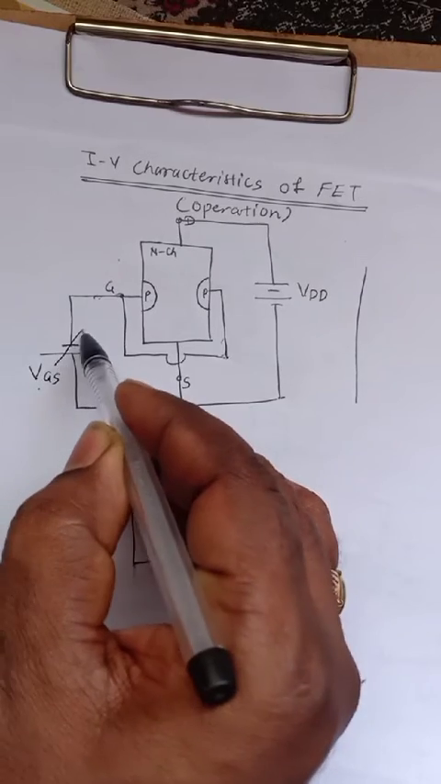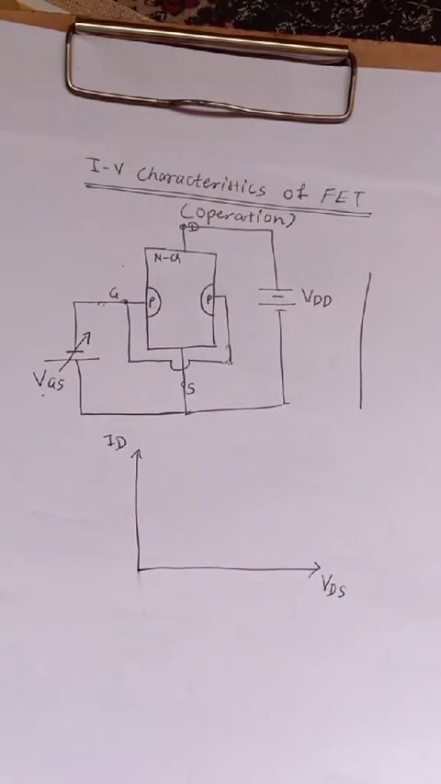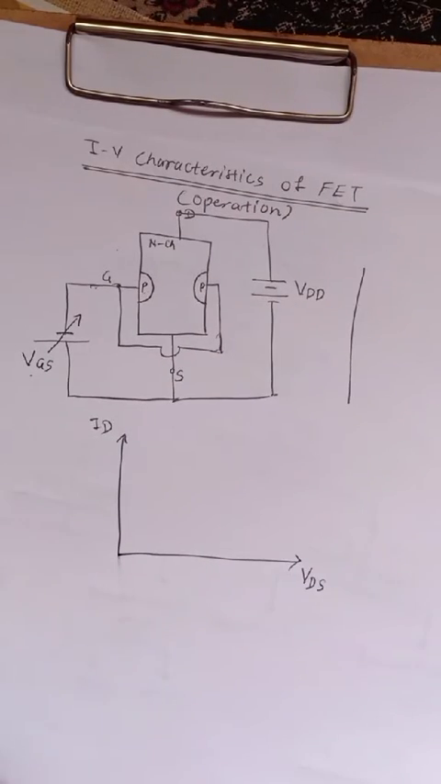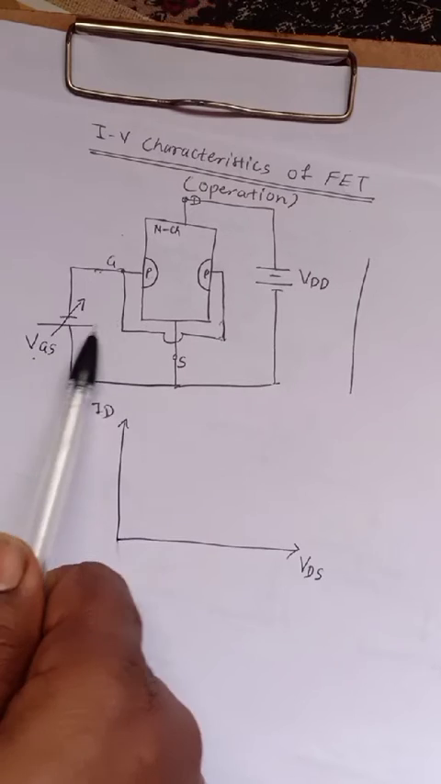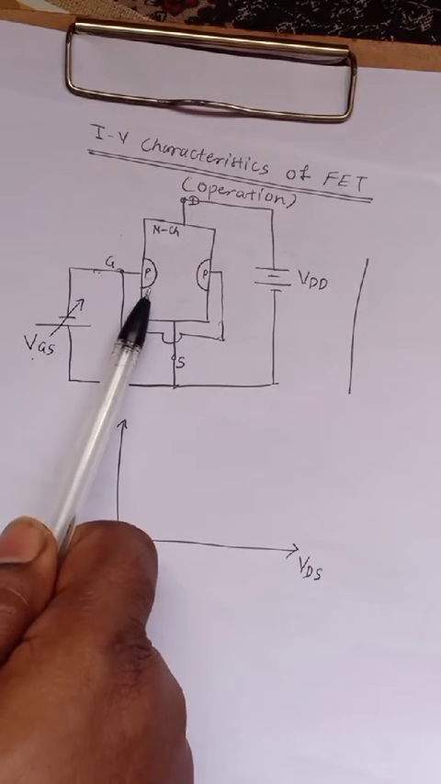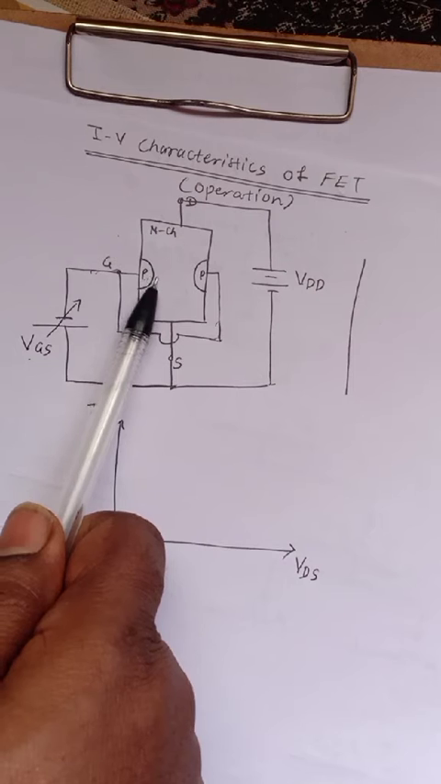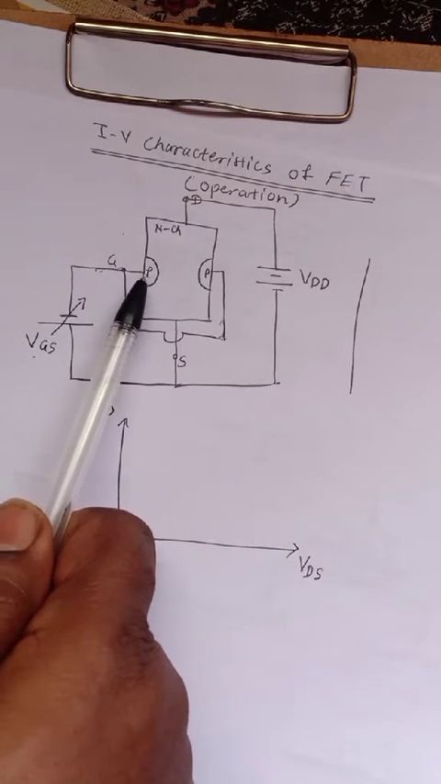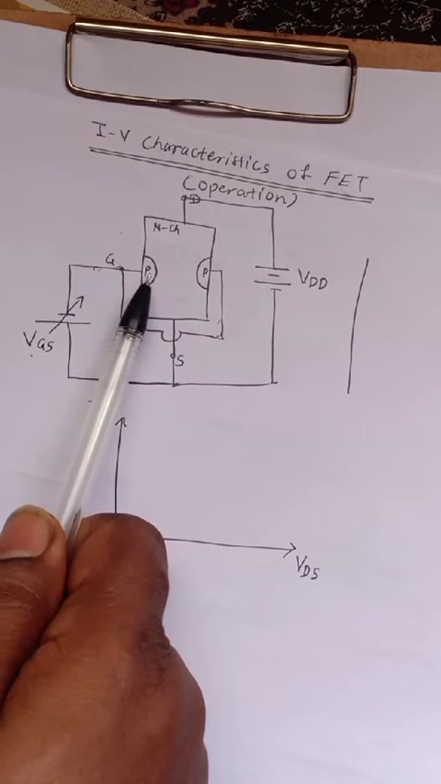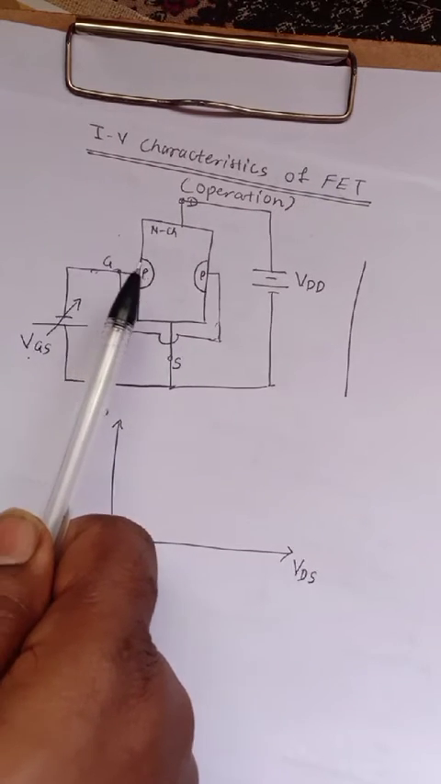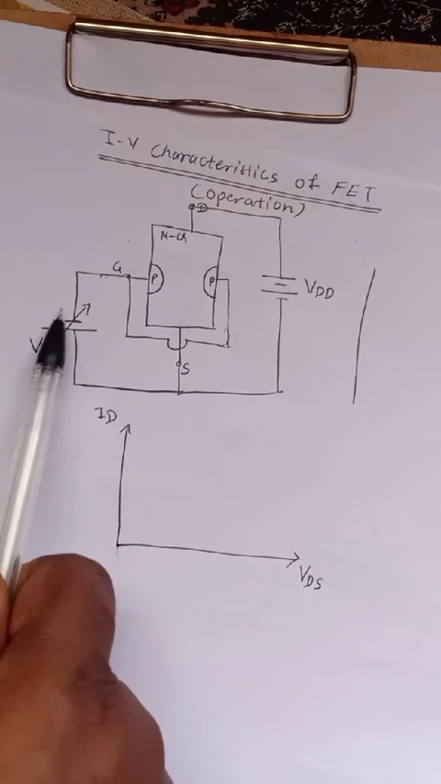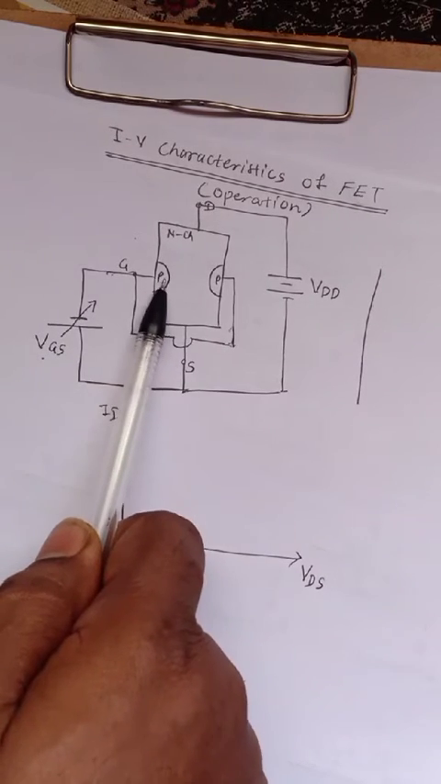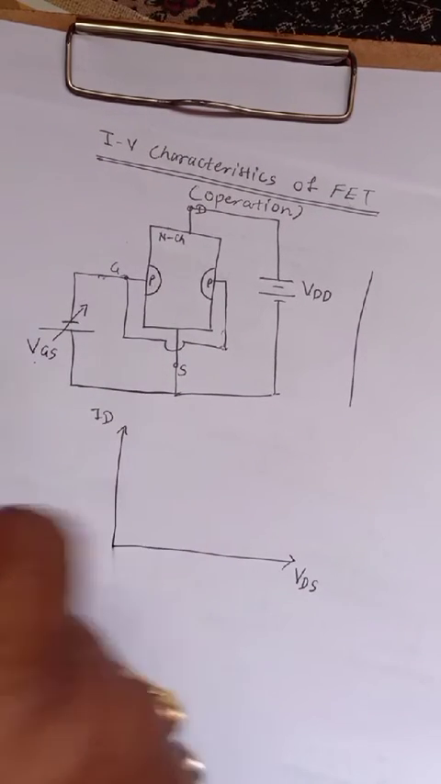So we vary the voltage from 0 to maximum. Let us consider what happens when the gate to source voltage is 0 volt. When VGS is 0 volt, there is no reverse bias between gate and source. We know that in a reverse biased PN junction, a depletion layer is developed, but with zero bias, meaning zero voltage applied, there is no depletion layer at this junction.